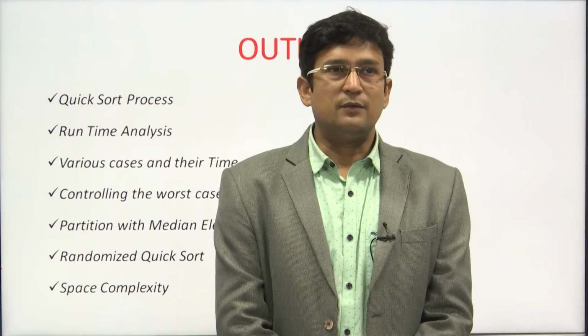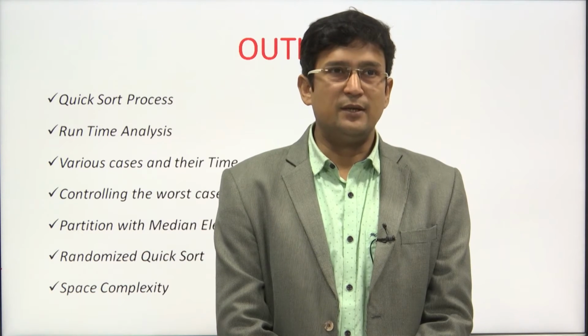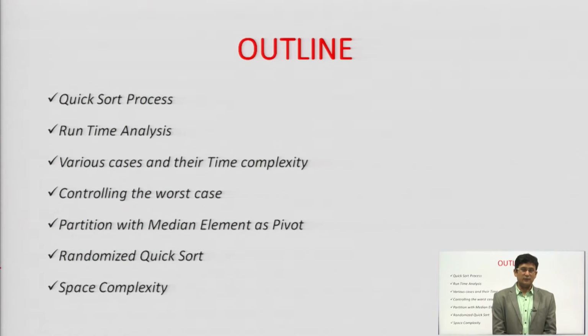So, the outline of today's lecture is that we will first discuss the quick sort process, then we will see the various cases in quick sort, the runtime analysis of quick sort, and how to control the worst case. We will see how the partition can be done with the median element as a pivot, and randomized quick sort. Finally, we will discuss quick sort's space complexity.